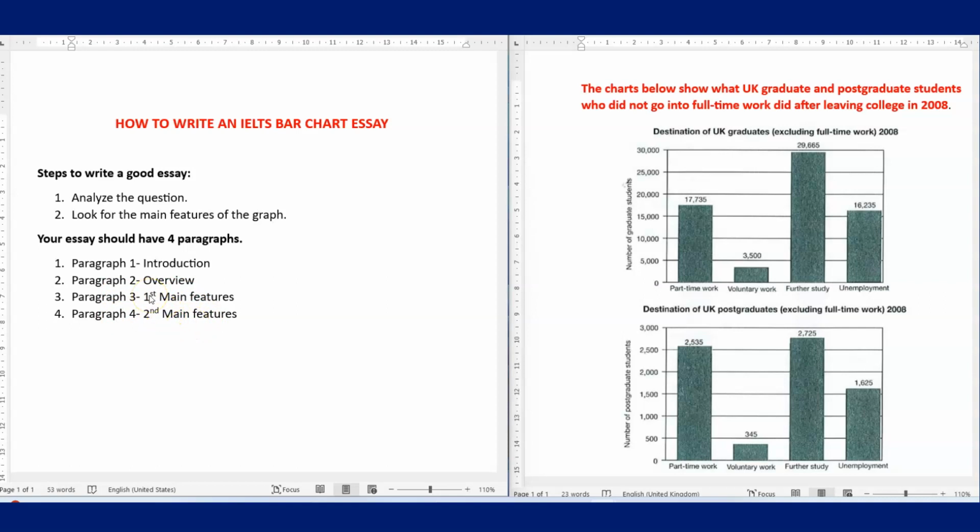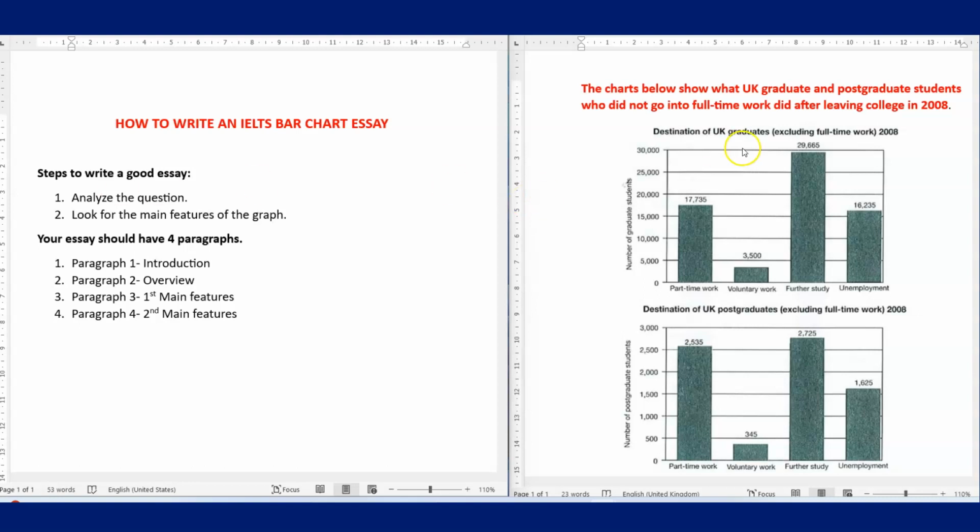So the first main feature that you got, you write about it, and the second main feature that you also got, you also write about it in detail here in the body paragraphs. So that is the 4 paragraph system that we are going to use. Now that we have all these tools, we know that we're going to start with our analysis first, then we look out for the main ideas, and then we write our essay in 4 paragraphs. As stated, these 2 steps are very important in your planning before you start writing.